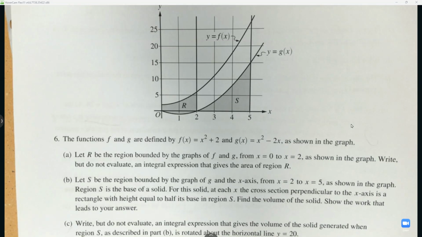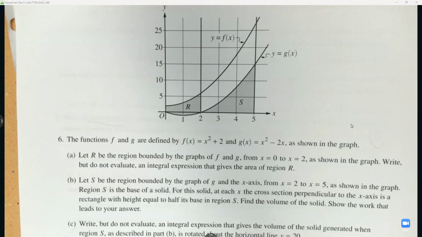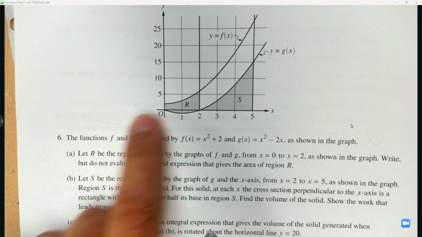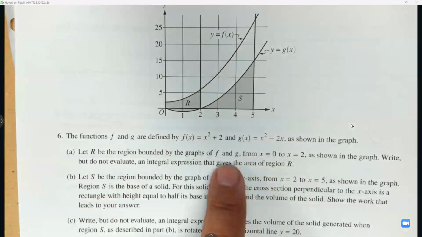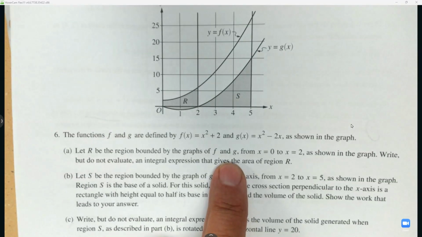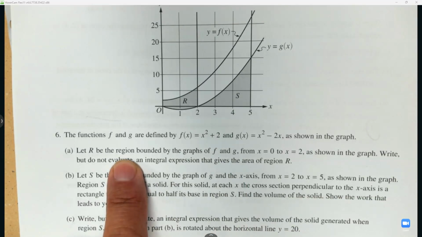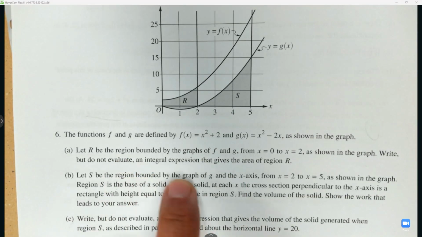All right, here's question number 6. This is an area volume question. So you're given two curves, f of x and g of x. They tell you which one is which. And then it says, let R be the region bounded by the graphs of f and g from 0 to 2.